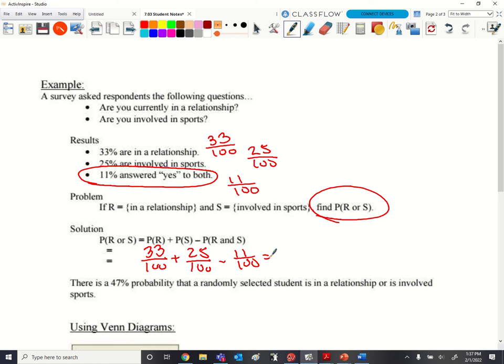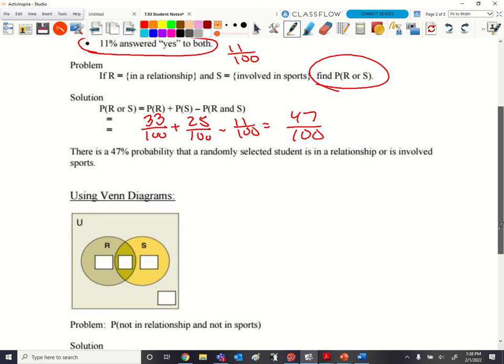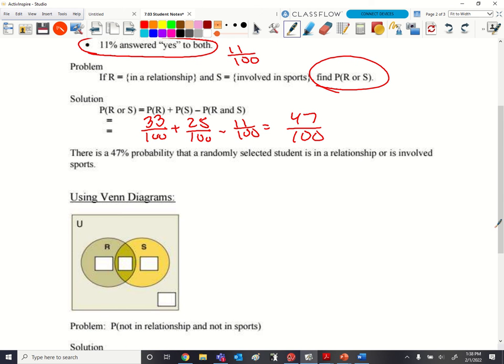What do we come up with? 47. 47 out of 100. So another way of saying this would be 47%. So there's a 47% probability that a randomly selected student is in a relationship or is involved in sports. Right? So what does that mean? Who is not in a relationship or involved in sports? Yep. It would be 53 that are not in both.